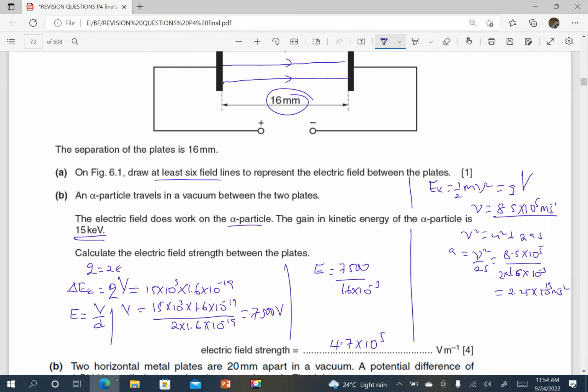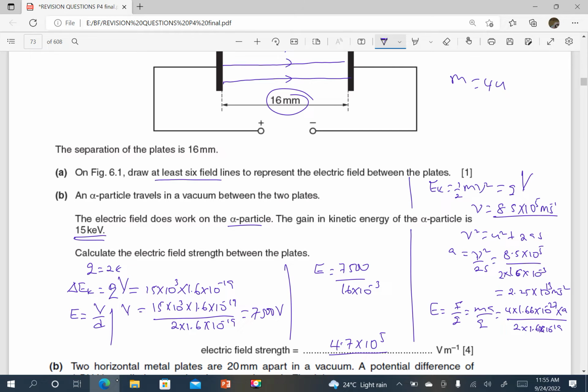Now I could again find E from force over charge, which is MA over charge. Of course, here you'll be able to think about the mass of an alpha particle, which is 4 times U. M is 4U, where U is the unified atomic mass unit, so that would be 4 times 1.66 times 10 power negative 27, then times the acceleration which we have above, divided by the charge, which is 2 times 1.66 times 10 power negative 19. You will get approximately the same value of E.